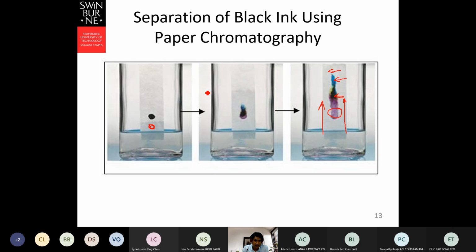Or maybe the stationary phase was not correct for this case. Maybe we did not use the proper cellulose. I'm saying this type of paper, but we cannot use just any paper. It has to be a chromatography paper. Okay, so that is the thing.